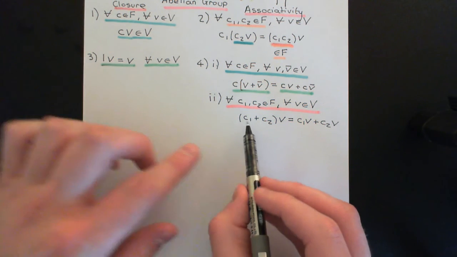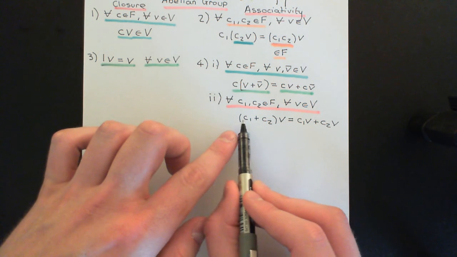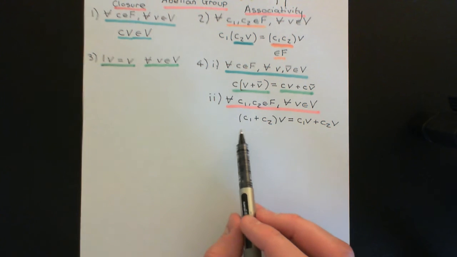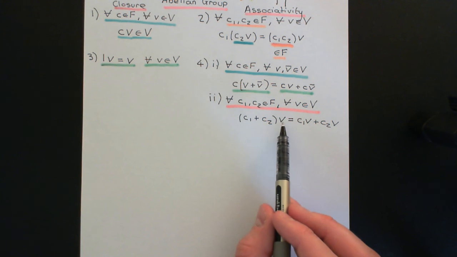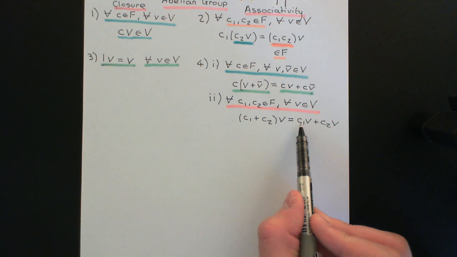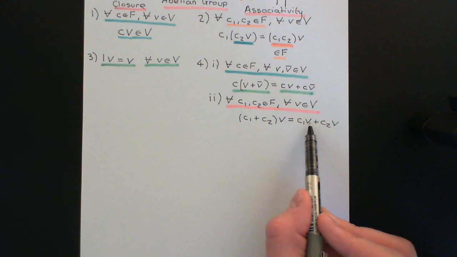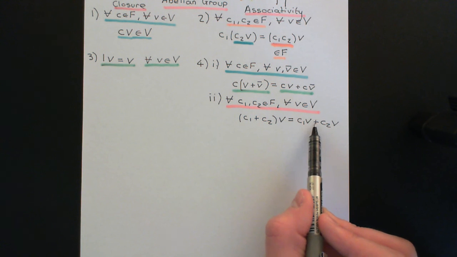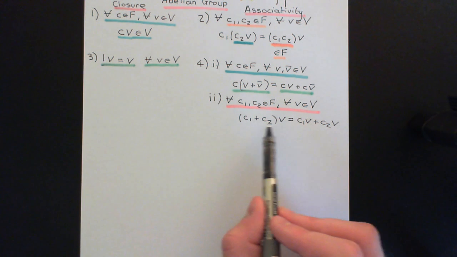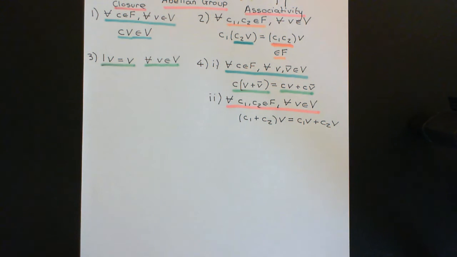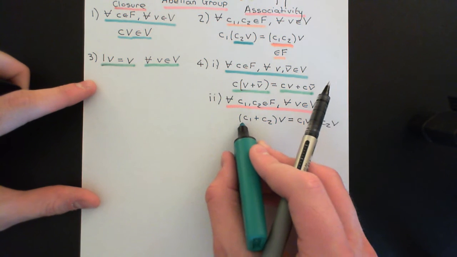v. So what we're going to do is on this side we firstly add c1 and c2 together in the field and then take the answer and multiply that by the vector v through scalar multiplication. On this side what we do is we firstly scalar multiply c1 with v and c2 with v, and then we add them together in the vector space. So this is quite complicated here because this addition is in the field, this addition is in the vector space. All the multiplications that we have here are indeed the scalar multiplication.